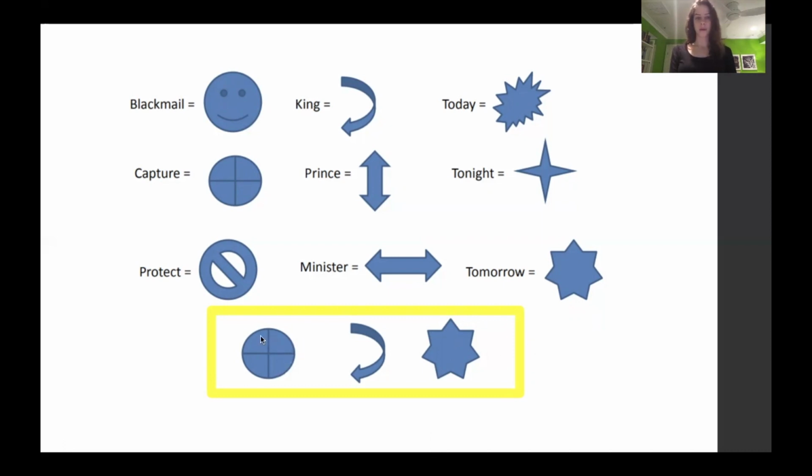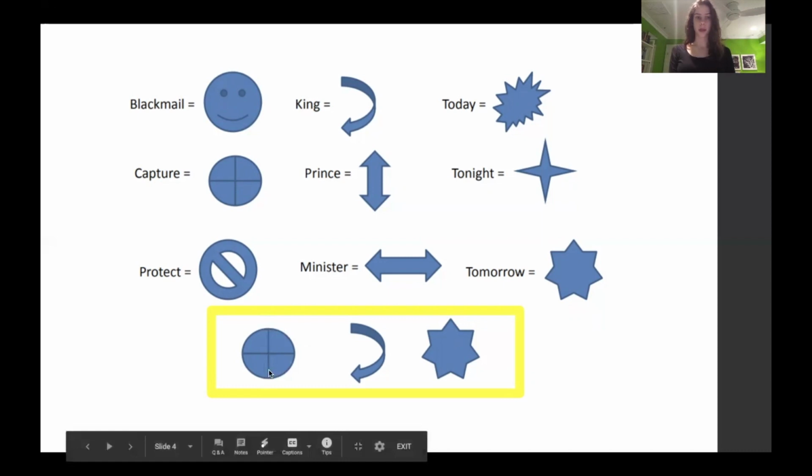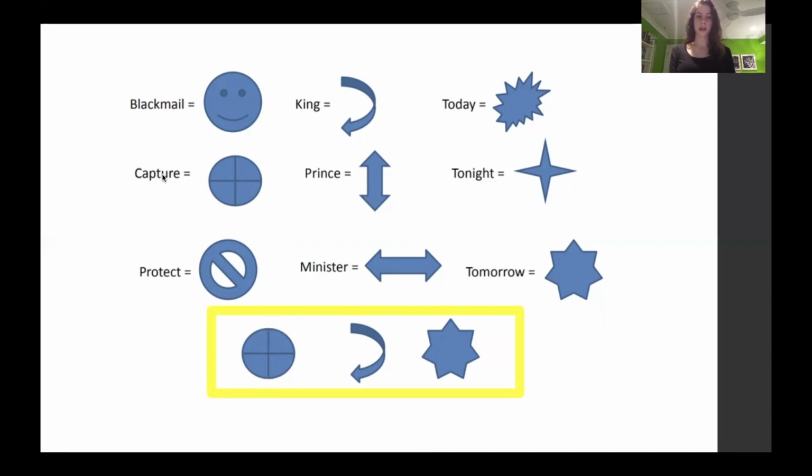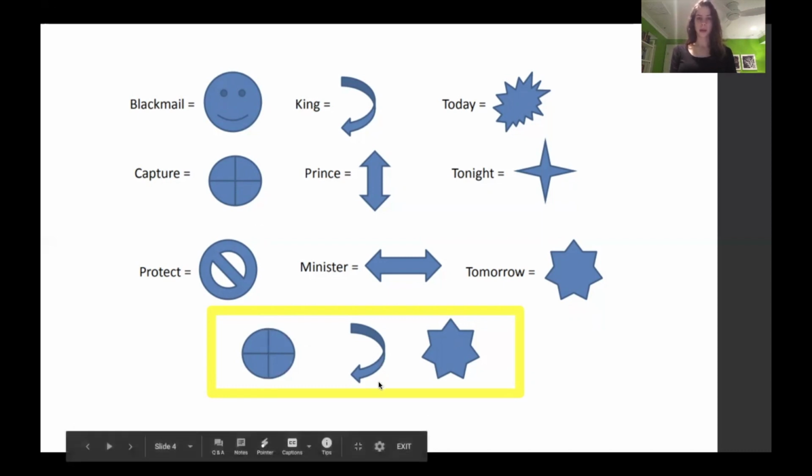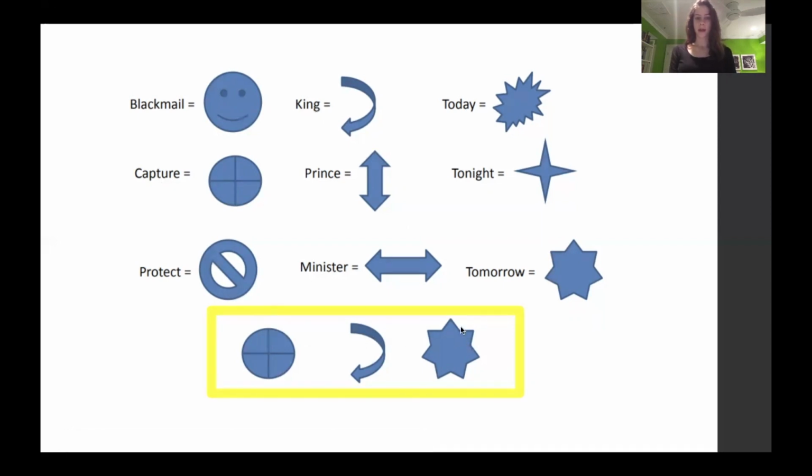So the first symbol is kind of a circle with a cross in it, which we can look up here and say that means capture. And then the next one, we can see that that's the symbol for king. So we have capture king. And then this last one is for tomorrow. So when we put them all together, we get the whole message: capture king tomorrow. And there we have it, a deciphered code.